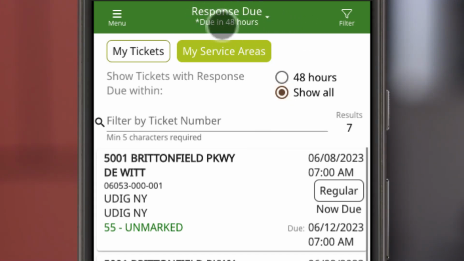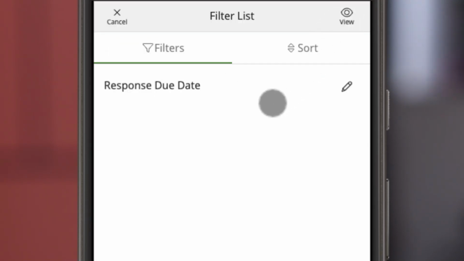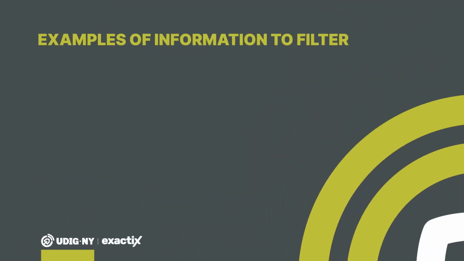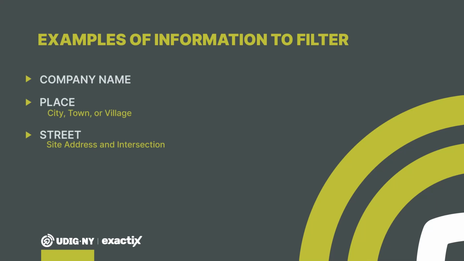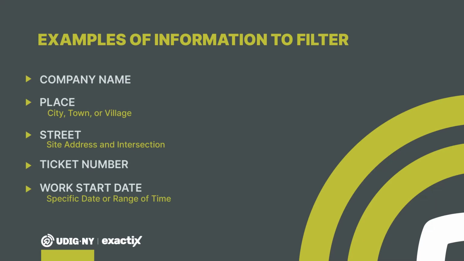It is highly recommended to always use the response due view on the My Service Area dashboard. To access the filter/sort window, you will need to tap on the filter button located in the right-hand corner of the menu header bar. Once the filter window opens, you have 2 sides, filter and sort. Depending on which dashboard you are on, you can filter certain information. Here are some examples of information to filter: company names, place, city, town, or village, street, parcel, street, or intersection, ticket number, work start date, specific date or range of time, work type, excavation work to be performed.